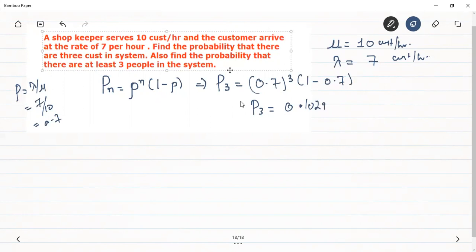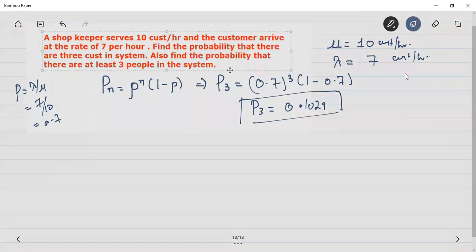Okay, the calculation portion you still check from your side, but it comes out to be 0.1029. Another thing is, find the probability that there are at least 3 people in the system. So see here, what is the difference? Find the probability that there are 3 customers in the system. That is, there are exactly 3 customers.